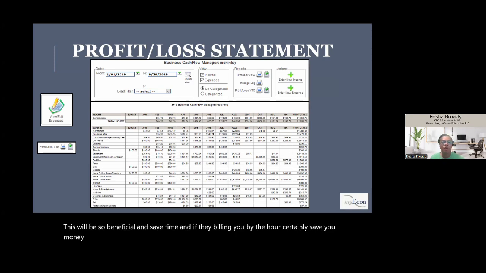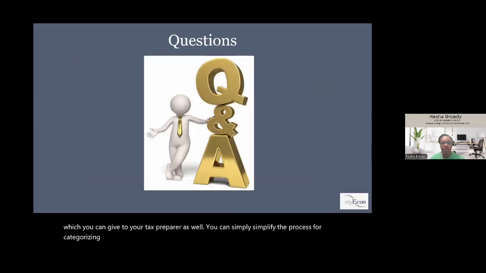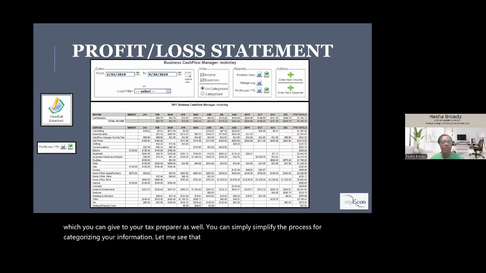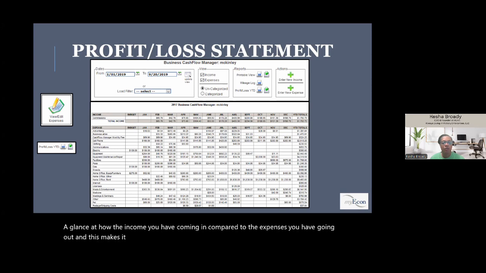Now, another report that you will need for your taxes is your profit and loss statement, which you can give to your tax preparer as well. You can simplify the process for categorizing your information. So that's going to give you a whole year glance at the income you have coming in compared to the expenses you have going out, and this makes it easy for them to file your Schedule C.